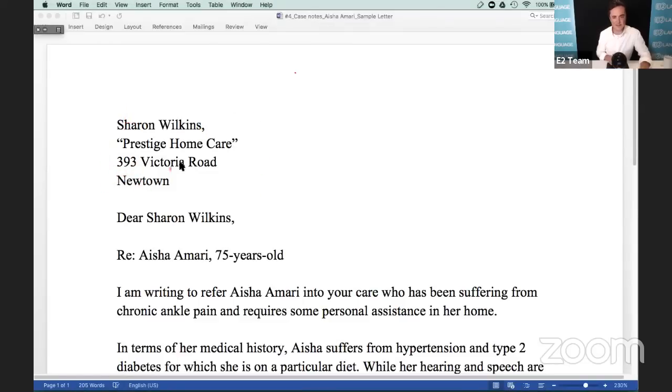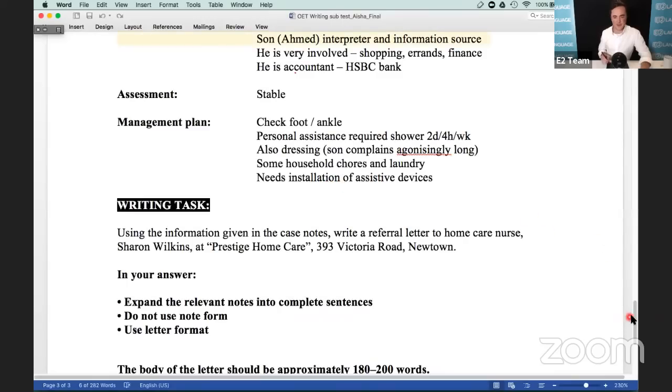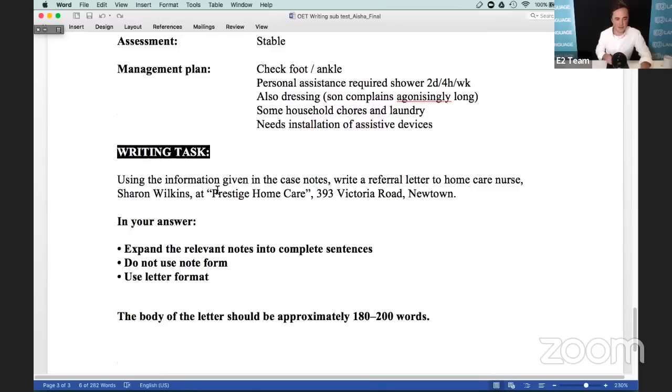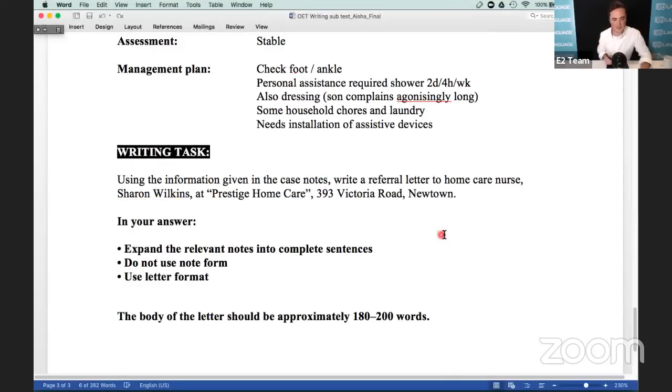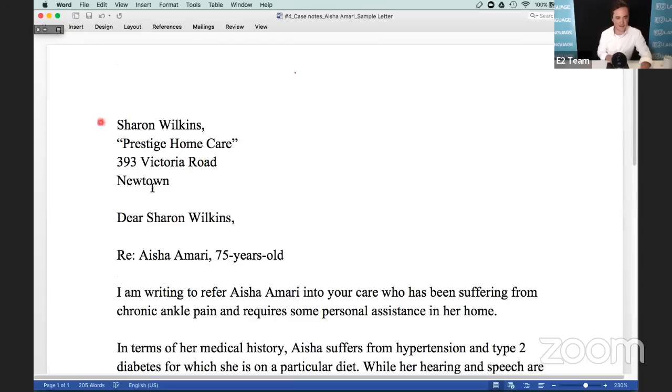Fine. Let's just think about this for a second. Where did I get this information? I got this information to write the beginning straight from the task. Straight from here, I have just copied this, Sharon Wilkins, Prestige Home Care. Now I've included this just because it mentioned it in the task, 393 Victoria Road, Newtown. I've simply copied that and I've put it here up the top left-hand corner. Fine, let's move to the second part.